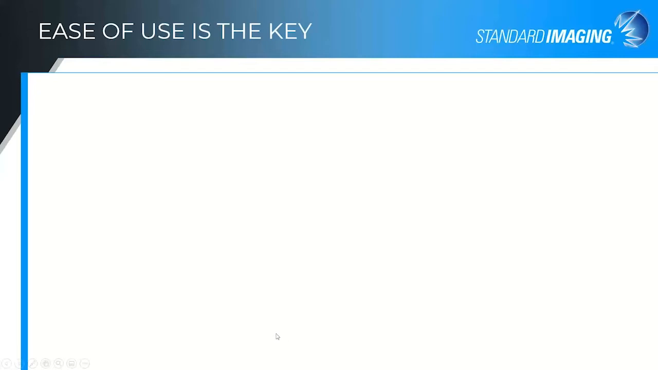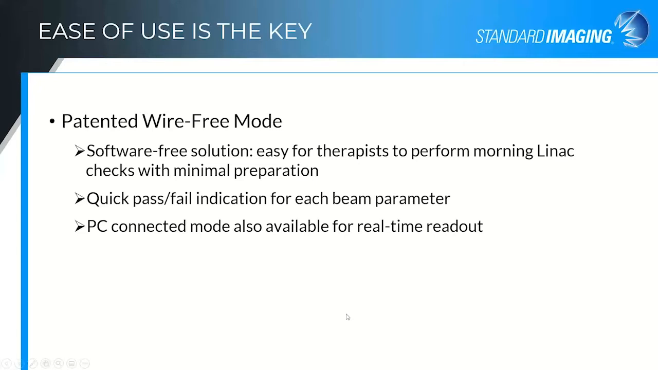All right, so let's talk then about how ease of use really is the key for working with your daily QA device. The QA BeamChecker has a patented wire-free mode, and essentially this allows you to run the software, baseline the device one time for each energy to store within it a representation of what each energy looks like, and thereafter it is a software-free solution. It's very easy for the therapists to come in the morning because all of that data is stored on the device. It knows what each beam looks like. They don't have to run any software in order to take their morning QA measurements.